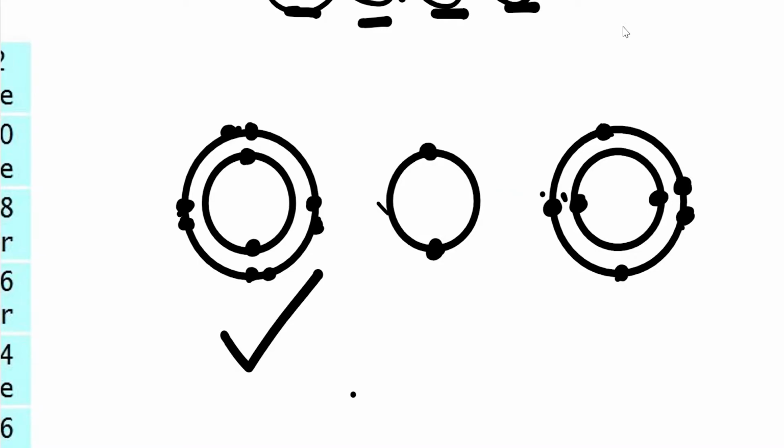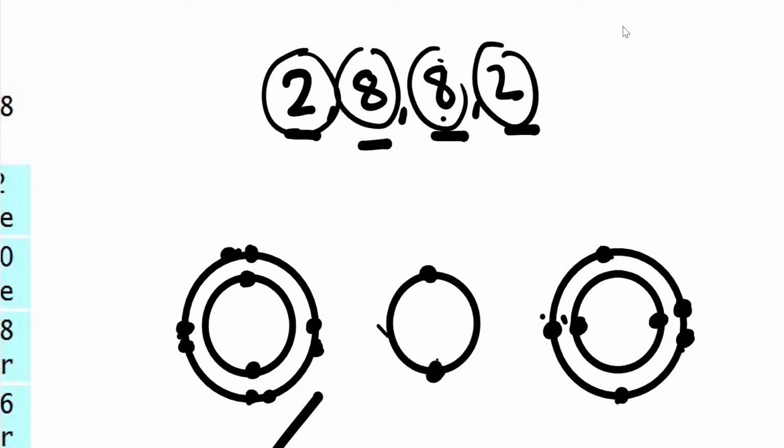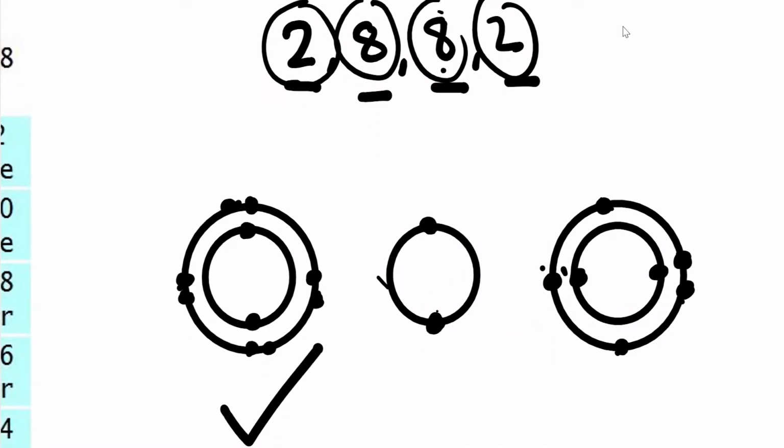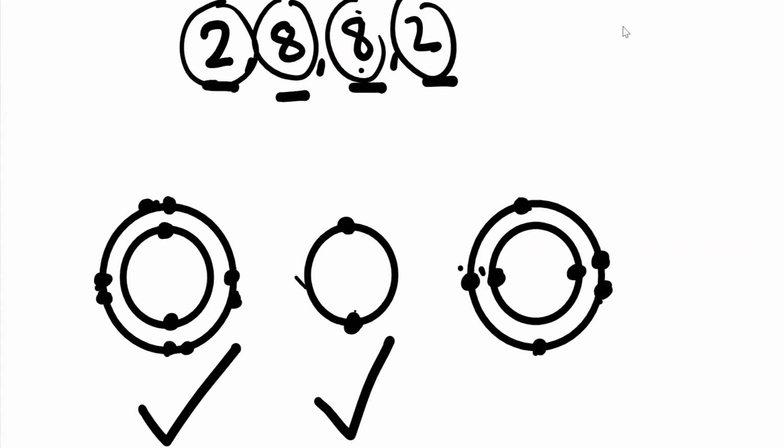This one only has 2 electrons. But remember, the first shell can have 2 electrons, right? That's the maximum it can have. So since it's at its maximum occupancy, it's at its most stable position. But here, it has 1, 2, 3, 4, 5 in its outermost shell. The second shell can hold a maximum of 8. So since it's not at its maximum, this is not in the most stable position possible.